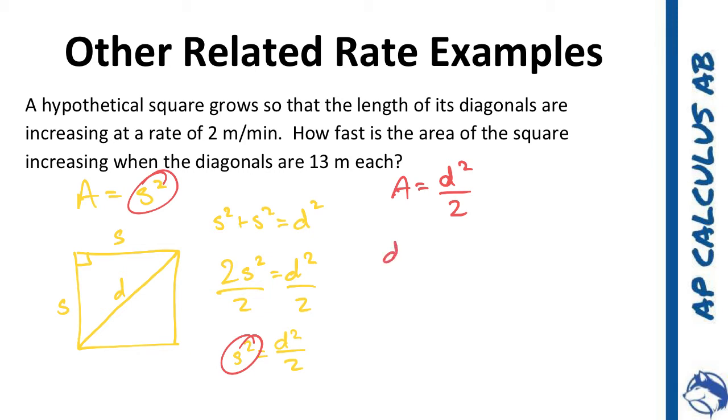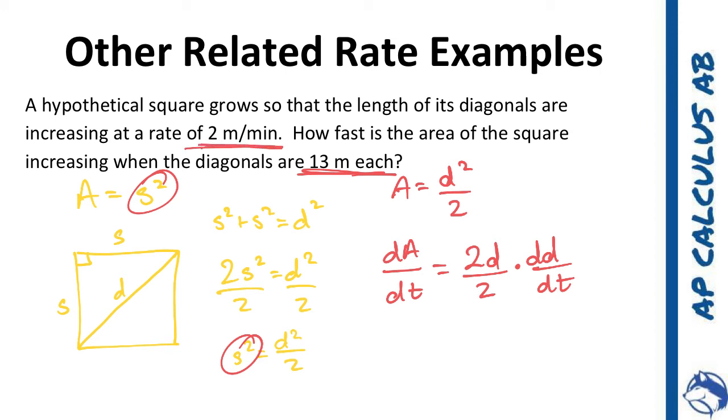So I go ahead and take the derivative here, and I get dA/dt, so my change in area with respect to time is equal to 2D over 2 times dD/dt, the change in the diagonal with respect to time. So the diagonals are 13 meters each, and they're increasing at a rate of 2 meters per minute.